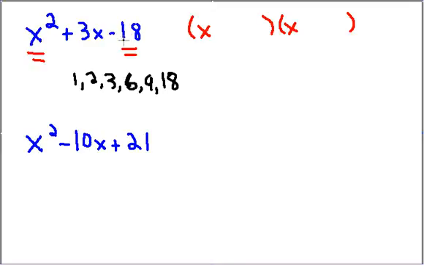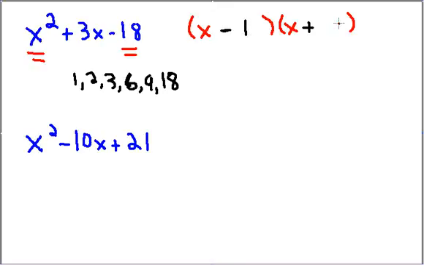Well, there's a slight thing we have to be careful of here. We have a minus 18. So remember, in order to get a negative when you're multiplying two things together, one of them has to be a negative and the other has to be a positive. So we know that one of these has to be x minus something, and we know that this other one has to be x plus something. Well, let's try 1 and 18.